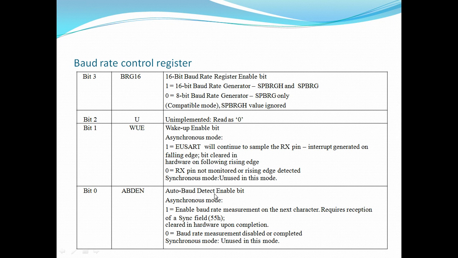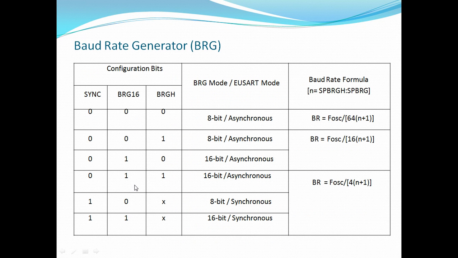And this auto baud detection enable bit is also used in asynchronous mode. It enables baud rate measurement on the next character and requires reception of the sync field 55H. Okay, we will discuss this while writing the program. Generally, these particular bits are unused.